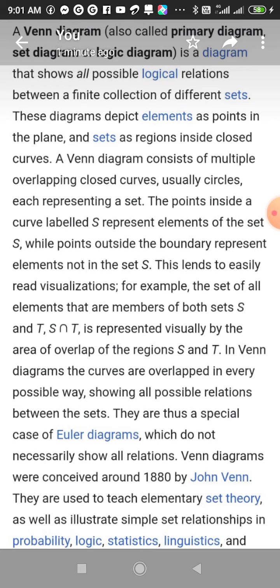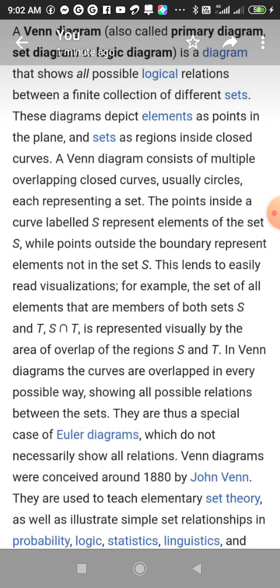So today I am talking about Venn diagram. So learner, you all are knowing well about the various operations on sets like union and intersection. Suppose we have two sets A and B, then its union will be A union B is equal to X, such that X belongs to A or X belongs to B. This is the definition of union of two sets.